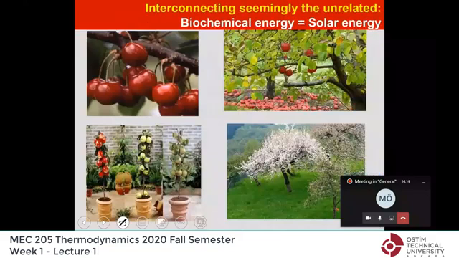And biochemical energy. Let's say we eat plants and we energize our body. Again, all these cherries or whatever, they come from the sun. So we are actually eating solar energy. Without the sun, you cannot have any plants. Without plants, you cannot have any animals. And without plants and animals, we cannot eat anything. So that means there would be no life there.